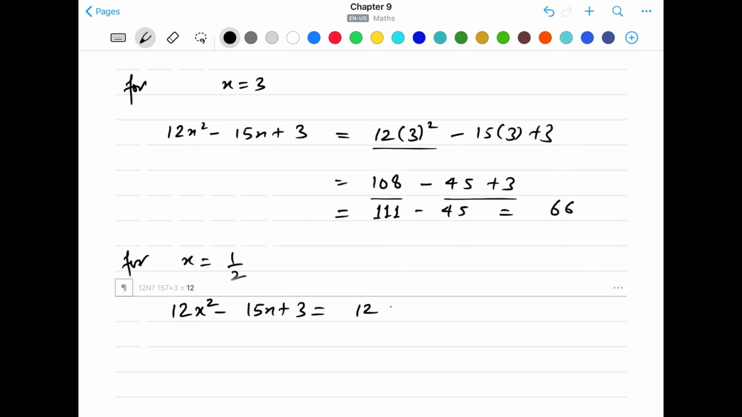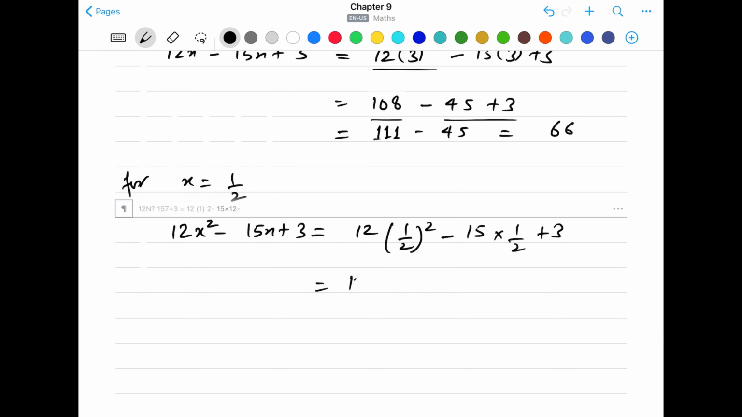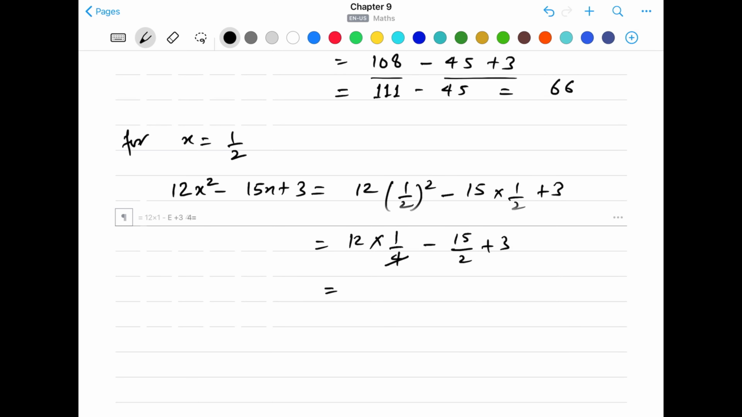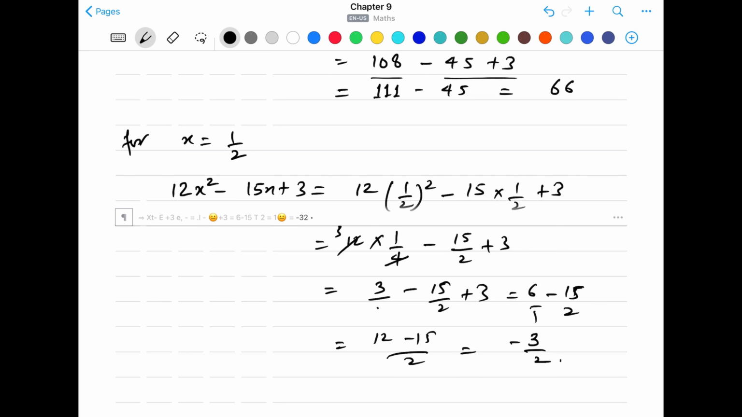So we have 12 into x square, that is 1/2 square, minus 15 into 1/2 plus 3. This 1/2 square will result as 1/4. And this 15 into 1/2 will result as minus 15/2 plus 3. So this 4 will give us 3 here, so we have 3 minus 15/2 plus 3. This 3 plus 3 will be 6 minus 15/2, and when you solve this you will get 12 minus 15/2 after taking LCM. So this will be minus 3/2. So that's the answer for this one. Value of this expression at x equals 1/2 is minus 3/2.